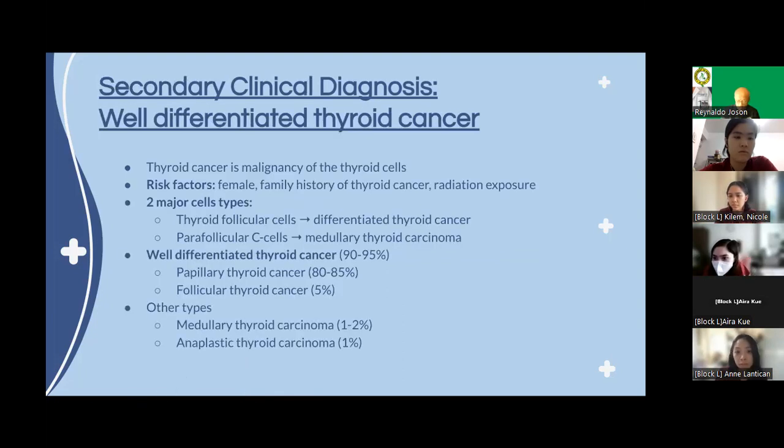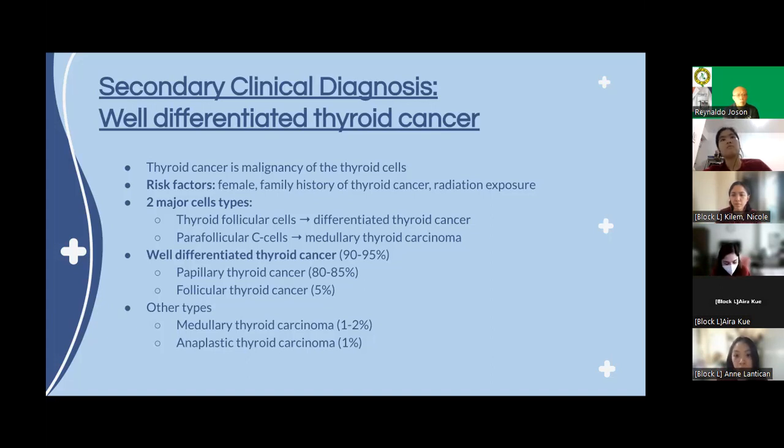So our second clinical diagnosis, sir, is well-differentiated thyroid cancer. And again, the risk factors for this disease are females with a family history of thyroid cancer, as well as radiation exposure in childhood, or pwede rin mga whole body irradiation, ganun. Tapos, just a short parang pathology background. Kapag differentiated thyroid cancer, usually yung origin ng mga cells natin is yung thyroid follicular cells.